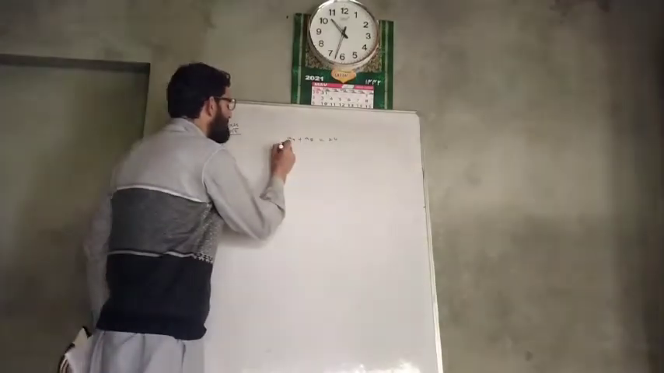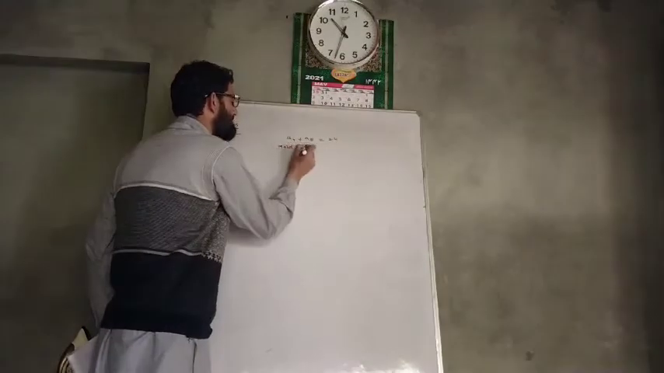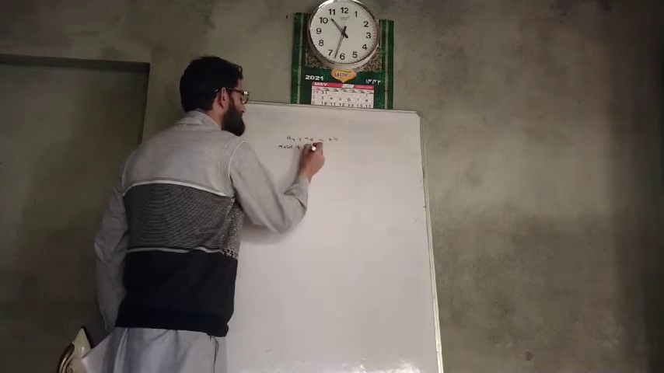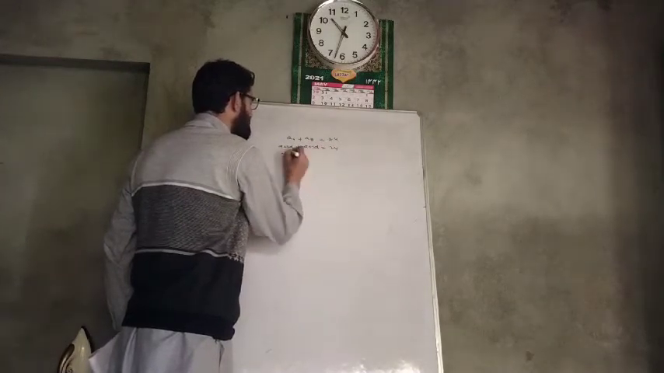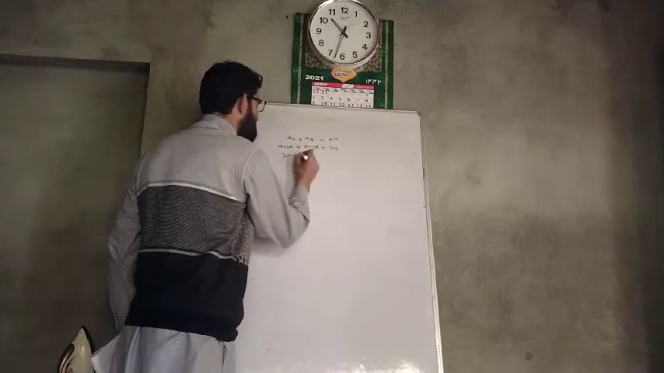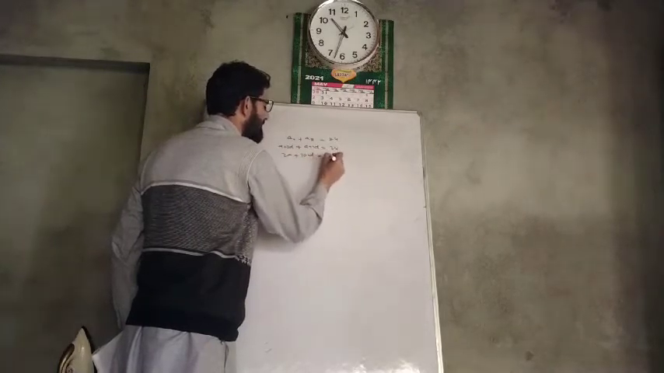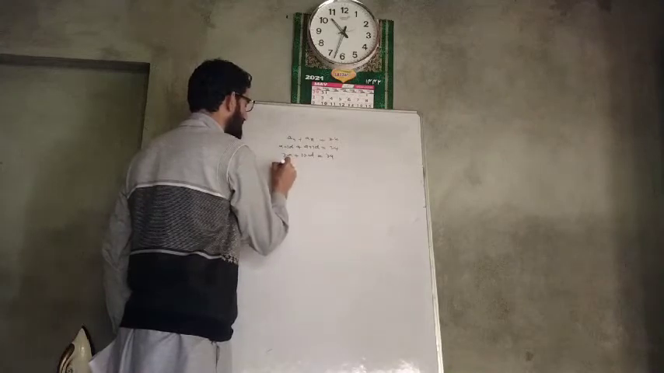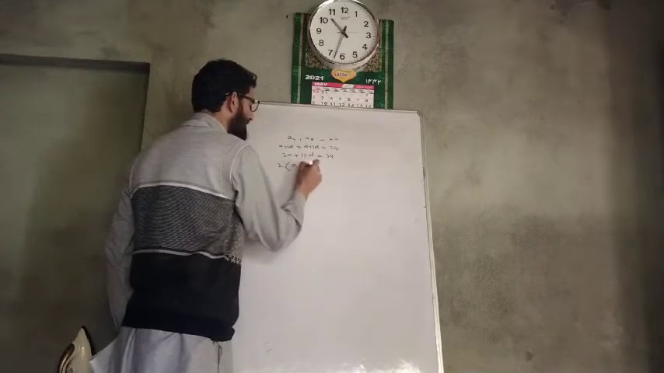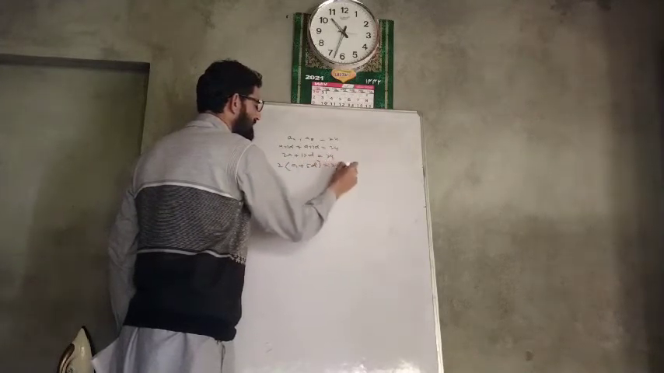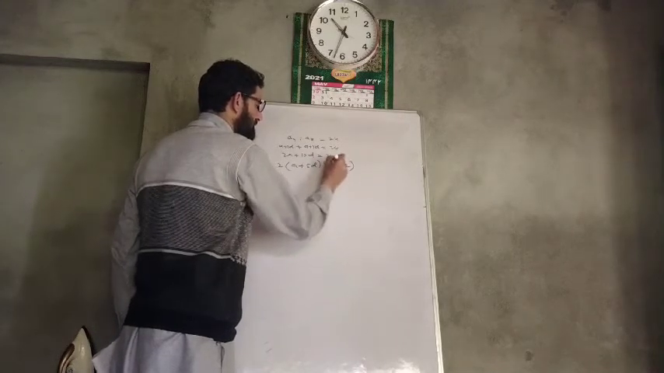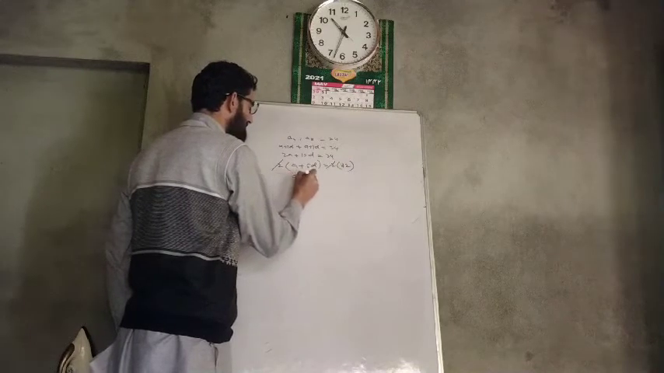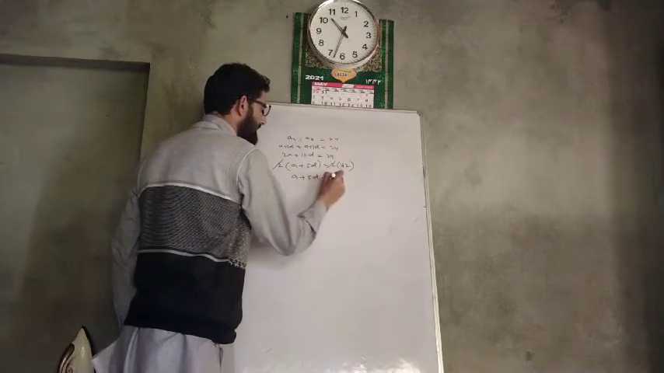It is A plus 3D, A plus 3D plus the 8th term, A plus 7D, is equal to 24. This is 2A plus 7 plus 3, that is 10D, is equal to 24. If we take 2 common, this is A plus 5D is equal to, from this 24, this will be 12. So 2 and 2 will go. A plus 5D is equal to 12. This is our equation first.